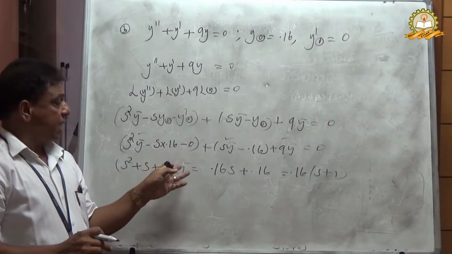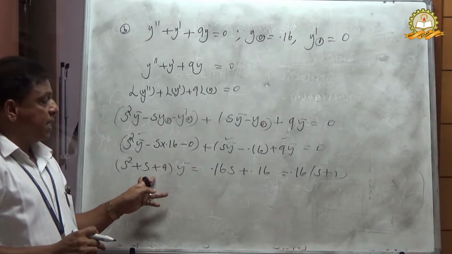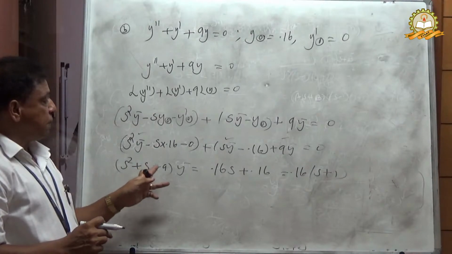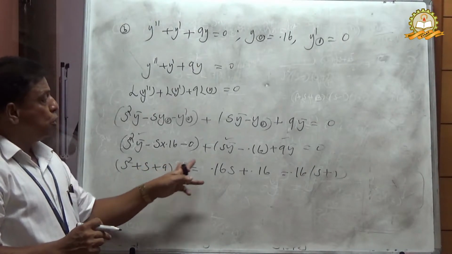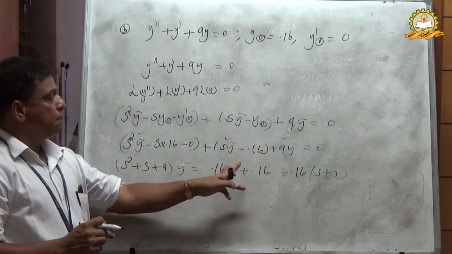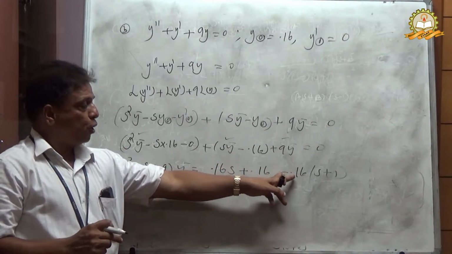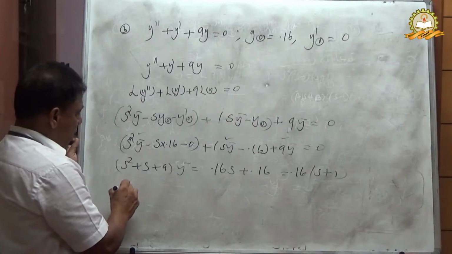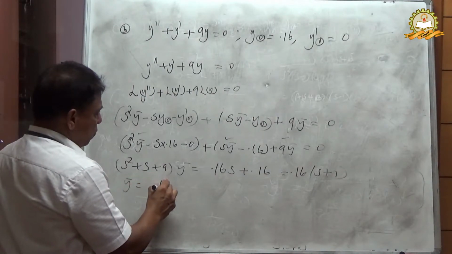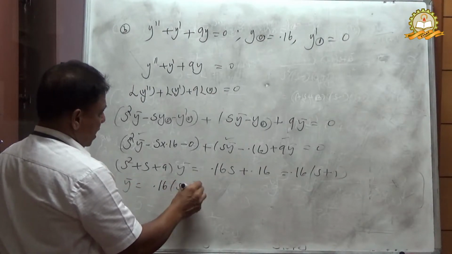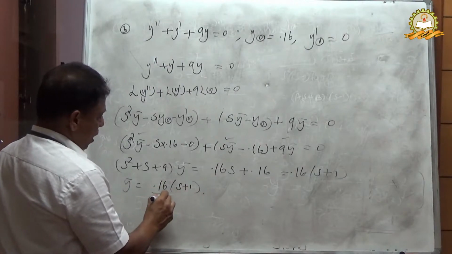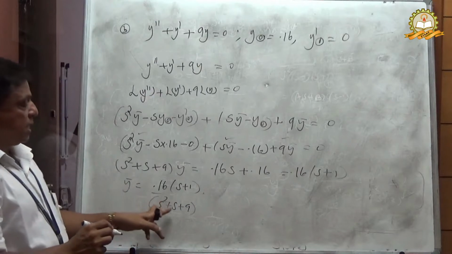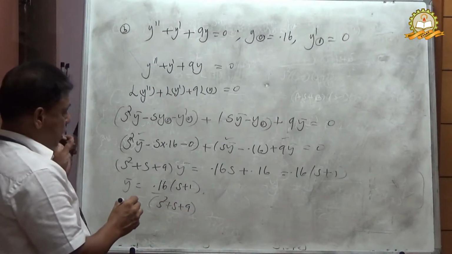Here we take the y bar terms on the left hand side and the other terms on the right hand side. Therefore, s square plus s plus 9 into y bar is equal to 0.16 into s plus 0.16. When we take 0.16 outside, it is 0.16 into s plus 1. Therefore, y bar is equal to 0.16 into s plus 1 divided by s square plus s plus 9.